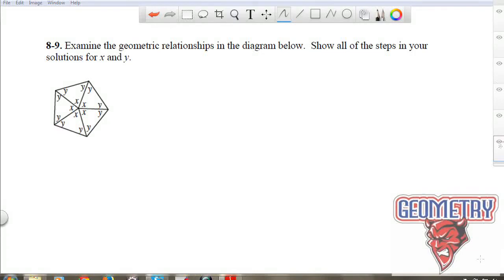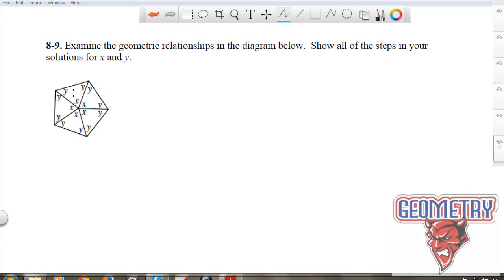Okay, so here we have Chapter 8 in regular geometry, exercise 9. Examine the geometric relationships in the diagram below, and show all the steps in your solutions for x and y. At this point, I'm not sure if we had established the equation that allowed us to find the sum of all the angles in a polygon or not.